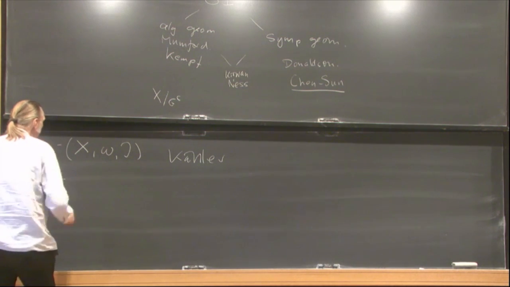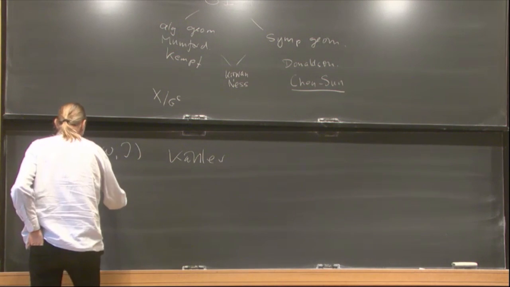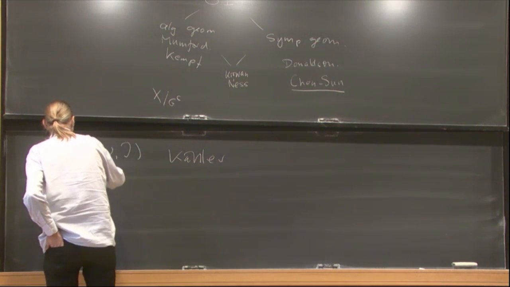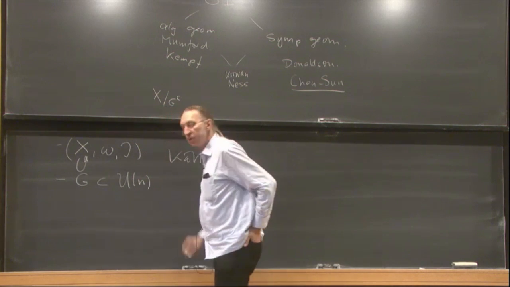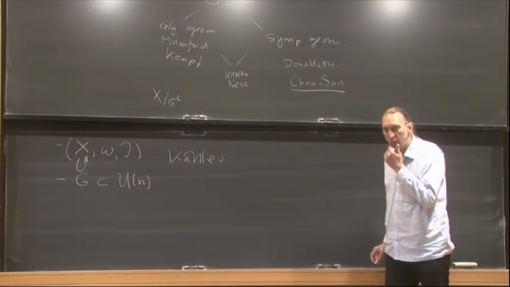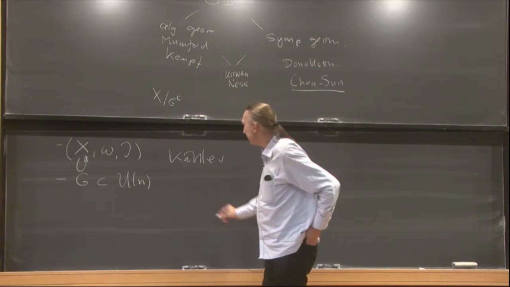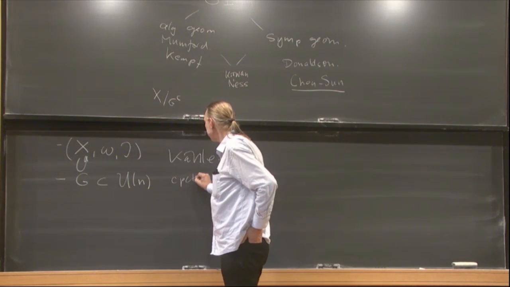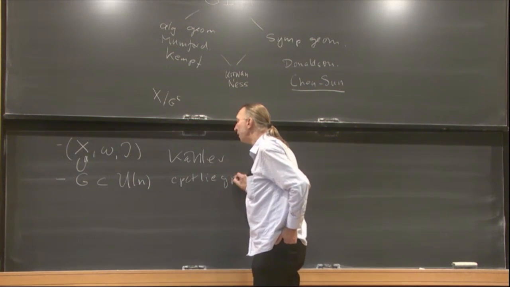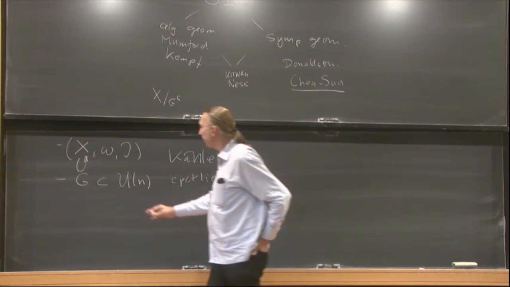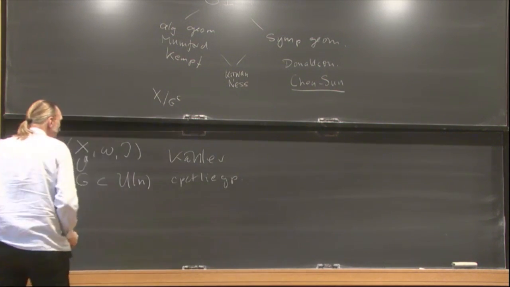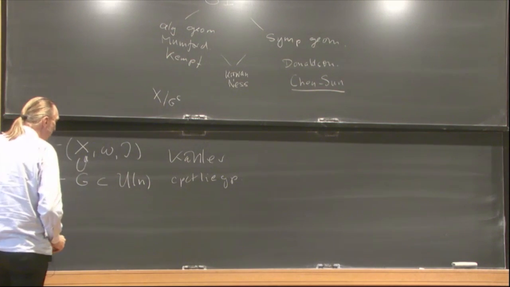And then the next thing one has is a compact Lie group G acting on X, and I want to assume throughout that this Lie group is contained as a Lie subgroup of the unitary group of some vector space. And the hypothesis is that this action is by Hamiltonian symplectomorphisms.